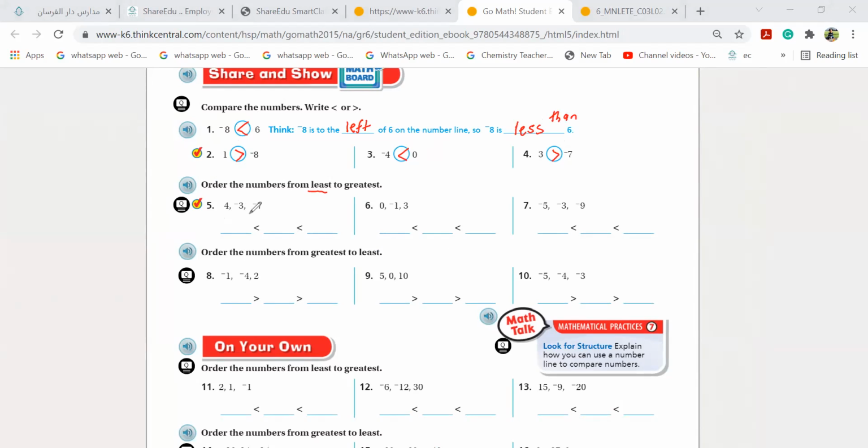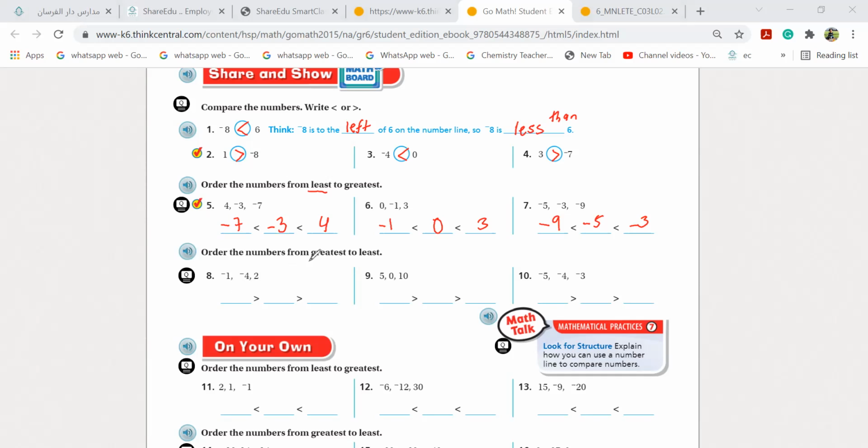From least to greatest. Lamar, can you tell me which one is the least here? The least one is -7. Then -3, then positive 4. Okay, next. Feroz, tell me which one is the least here. -1, then 0, 3. Okay, Amal, the seventh one. -9, -5. Very good. These are very simple.